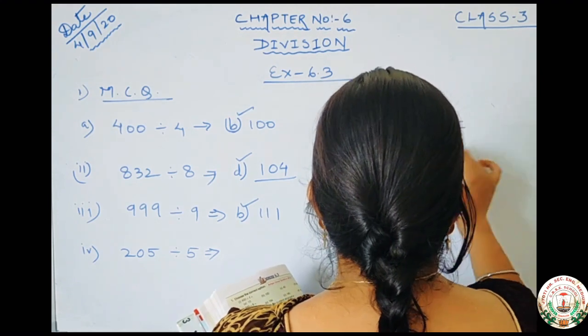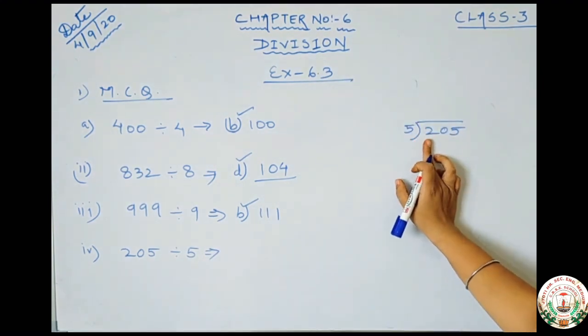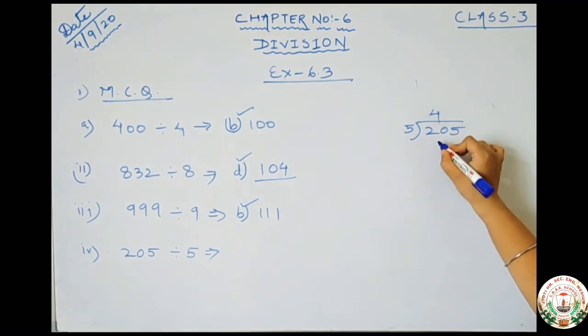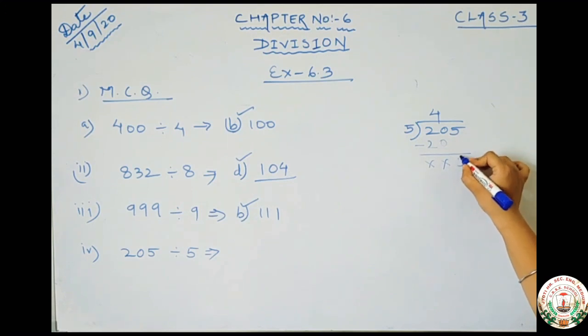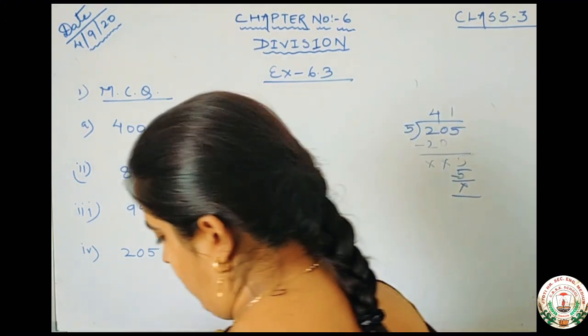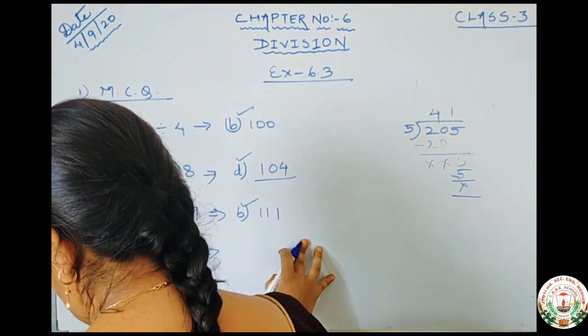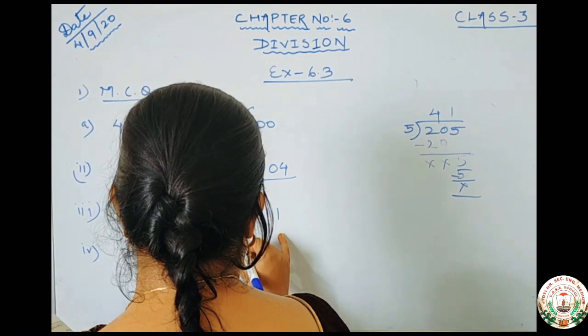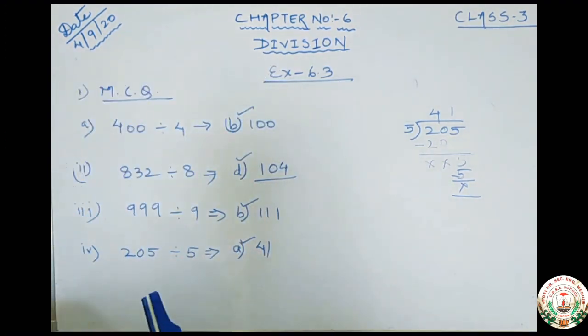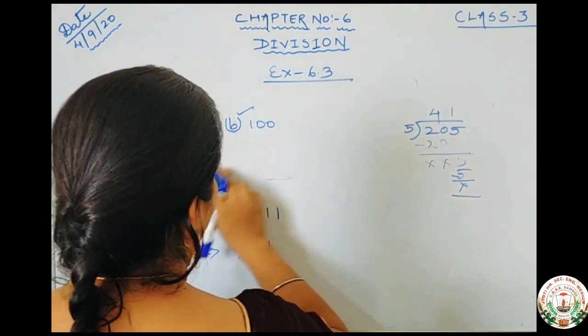205. In the table of 5, 2 comes? No. Then we will take a 2-digit number. 20? Yes. 5 4s are 20. Minus it. 5. 5 1s are 5. So what is the answer? Answer is 41. It is given in option number A. So you will take option number A, that is 41. Okay. Now next is number 5.